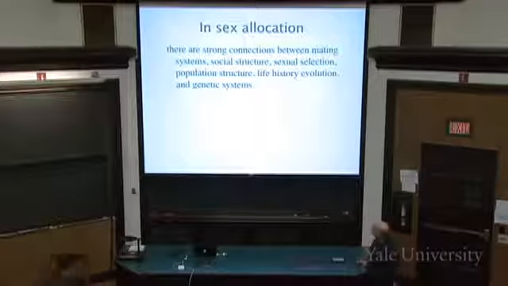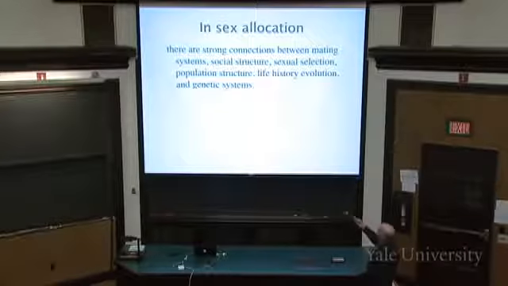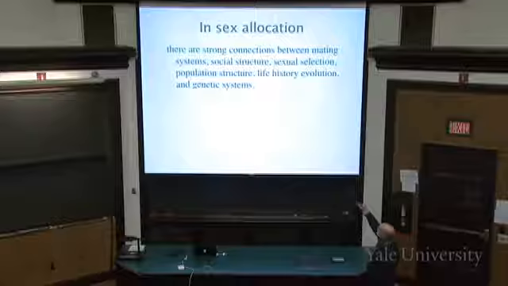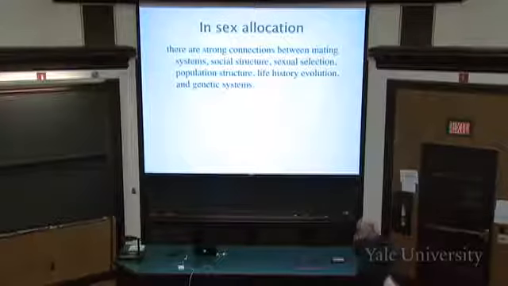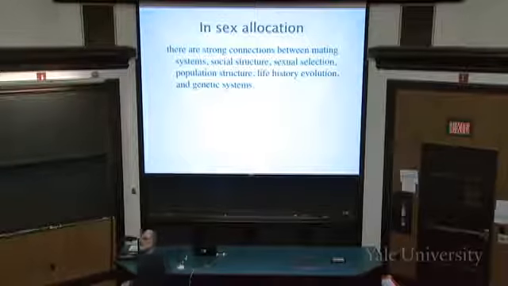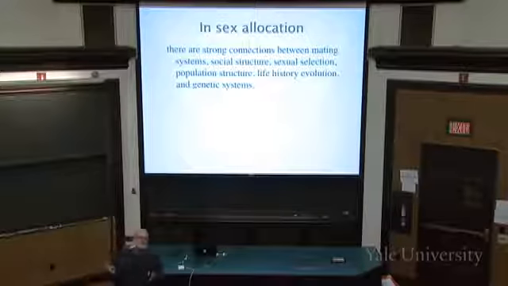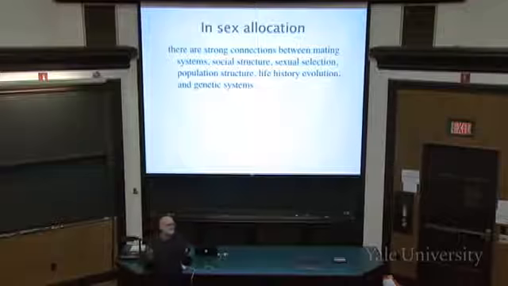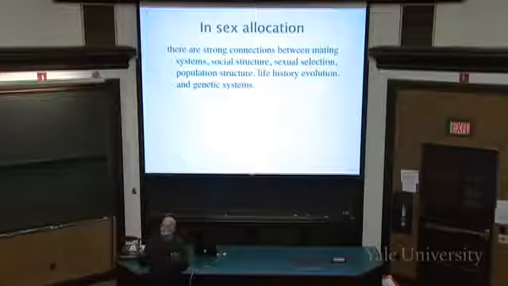In sex allocation, we've seen that there are really quite strong connections between mating systems, social structures, sexual selection, population structure, life history evolution, and genetic systems. Let me test your understanding of what I've said today about male and female function being equivalent paths to fitness and about the Shaw-Muller theorem.